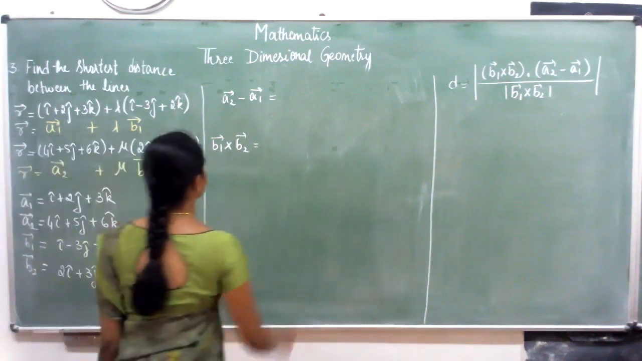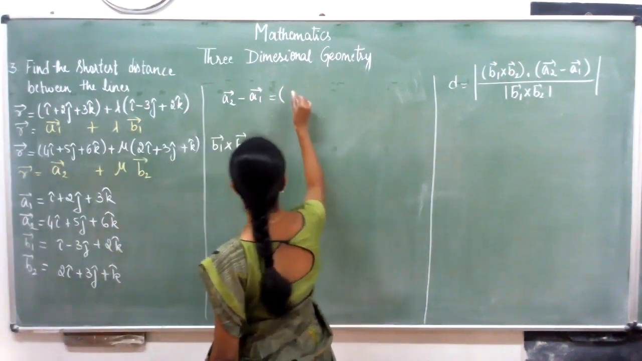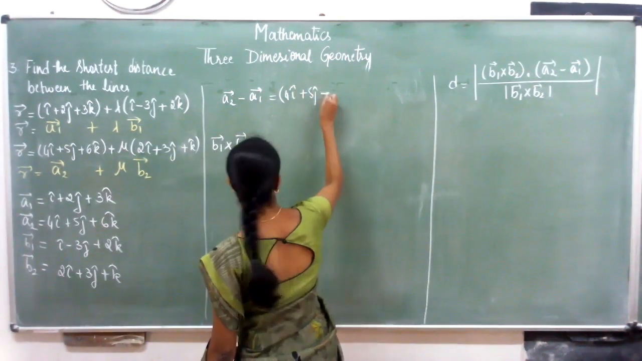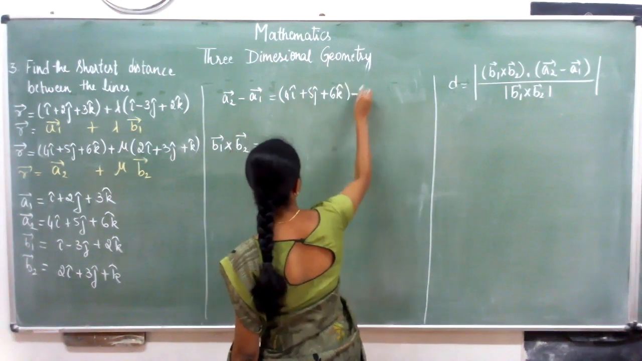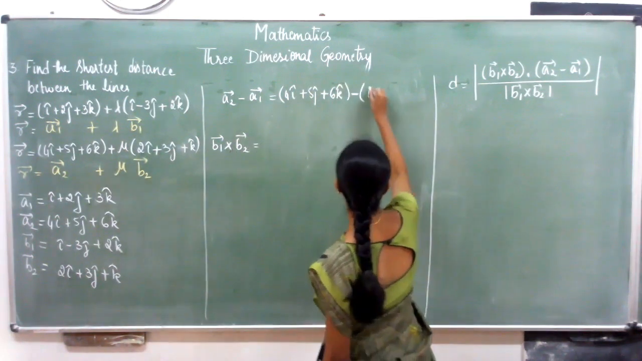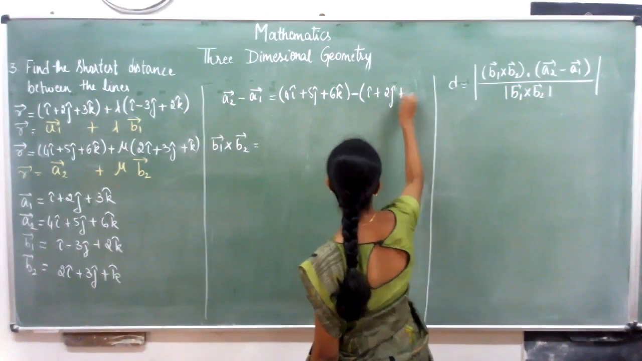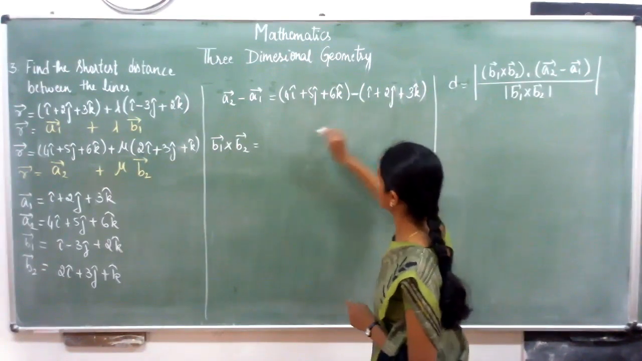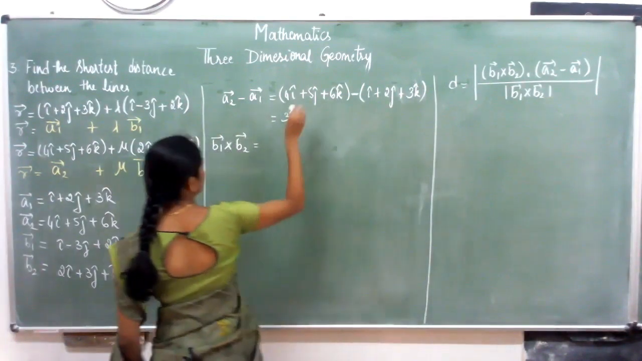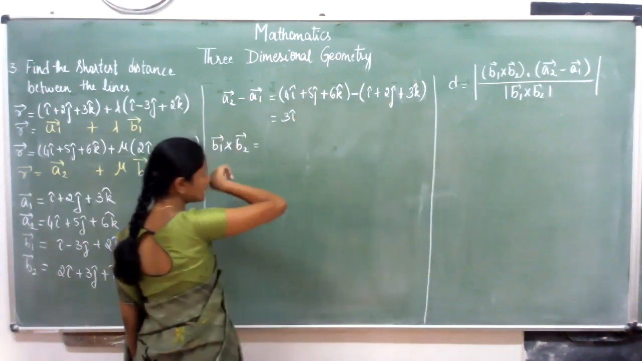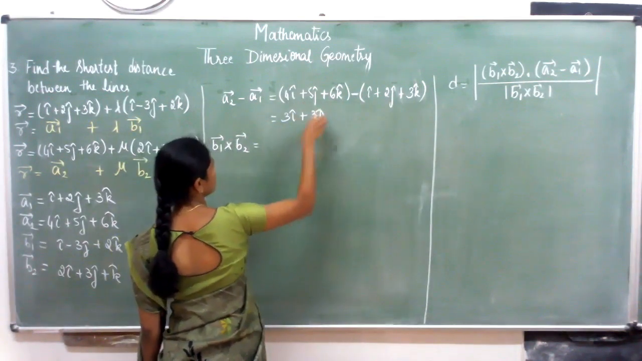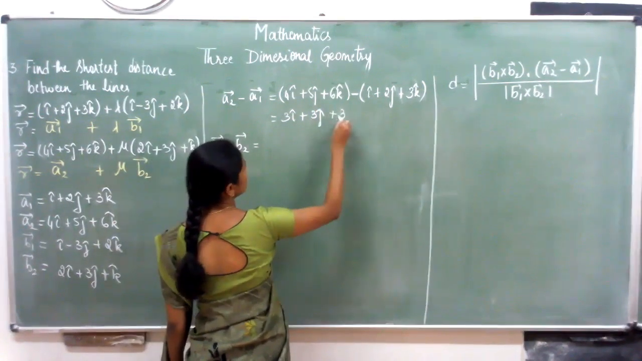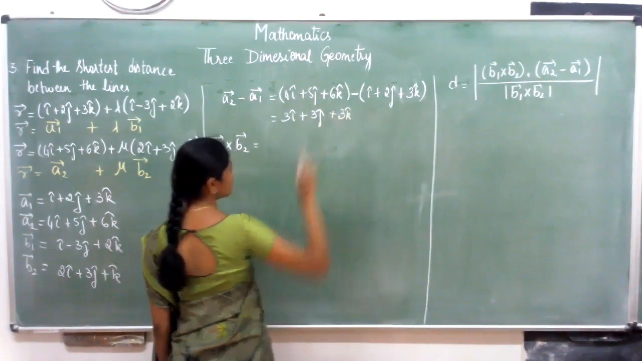Okay, so let us find what is vector A2 minus vector A1. Vector A2, which is 4i cap plus 5j cap plus 6k cap, minus vector A1, which is i cap plus 2j cap plus 3k cap. So subtracting, 4 minus 1 is 3i cap, next 5j cap minus 2j cap, so plus 3j cap, plus 6k cap minus 3k cap, again it is plus 3k cap.